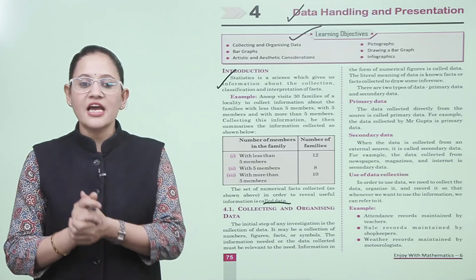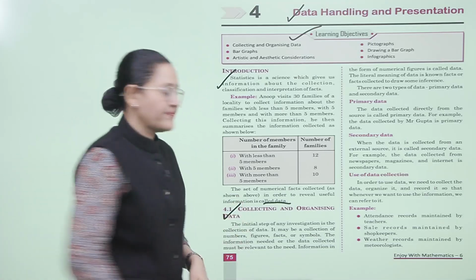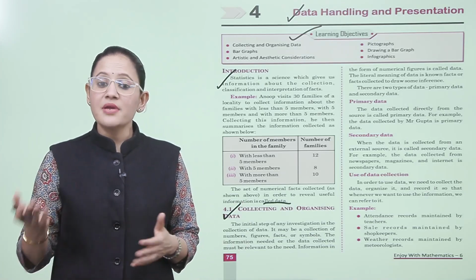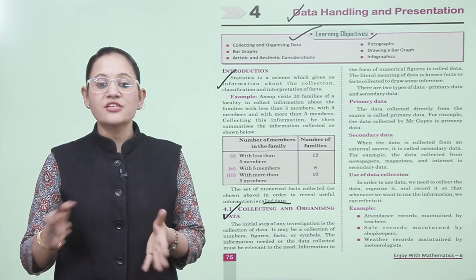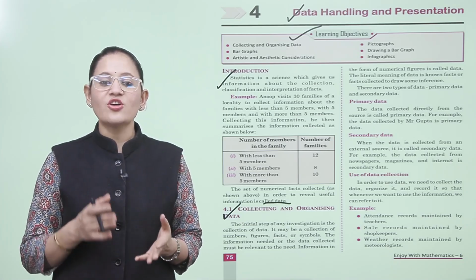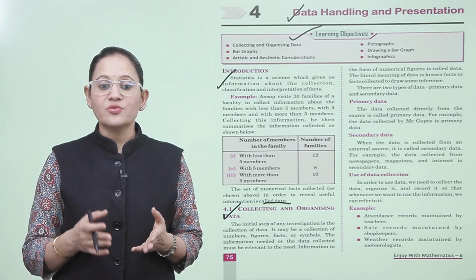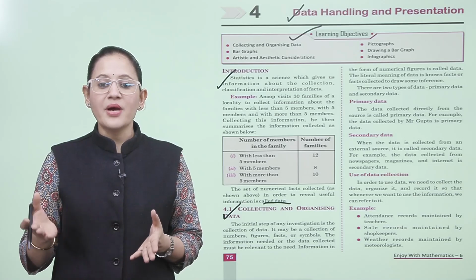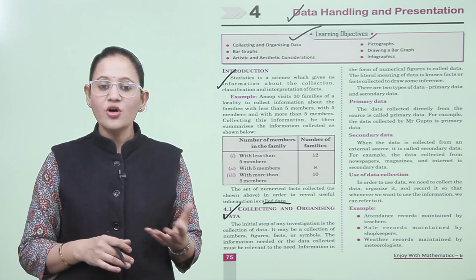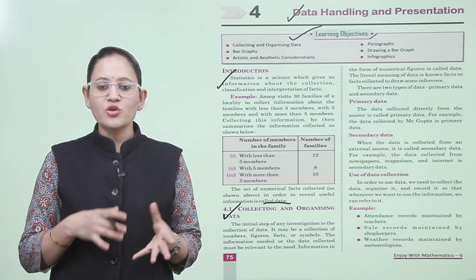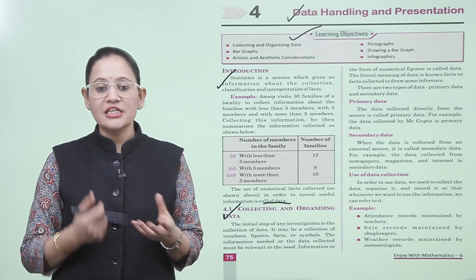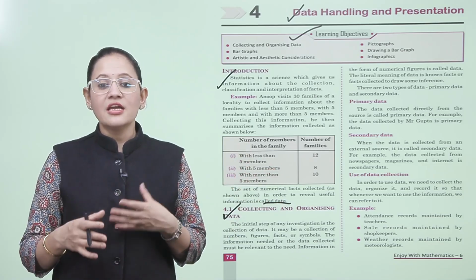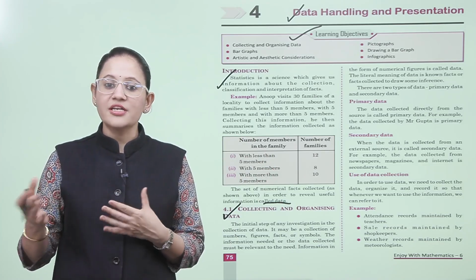Next is collection and organizing data. The initial step of any investigation is the collection of data. It may be the collection of numbers, figures, facts or symbols. The information needed, or the data collected, must be relevant to the need. Information in the form of numerical figures is called data. So, for anything we want to study, first we have to collect the data. The initial step is collecting data regarding that topic. And if it is a numerical figure, that is called data.